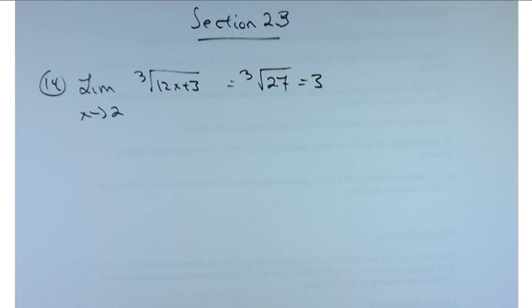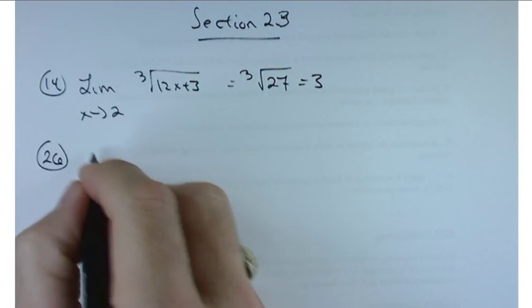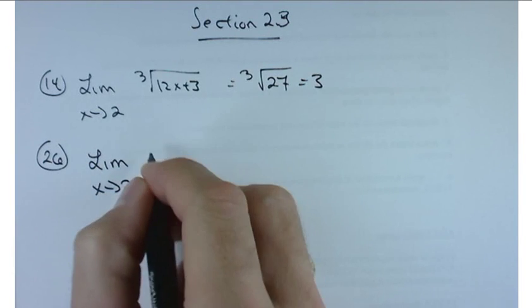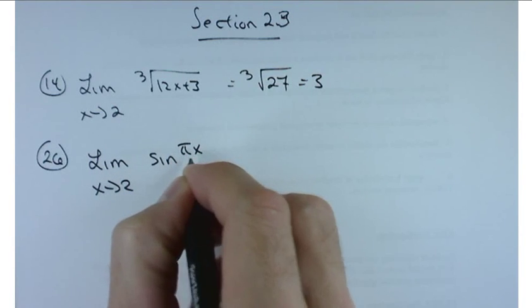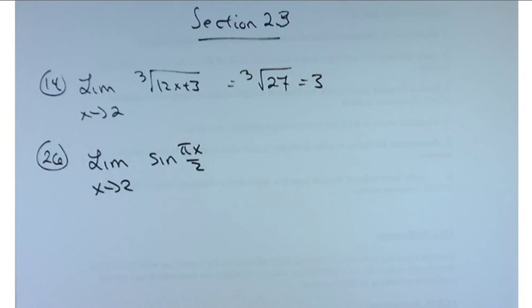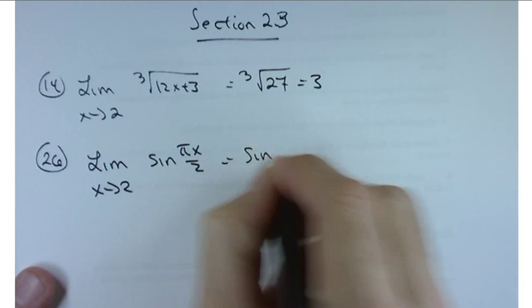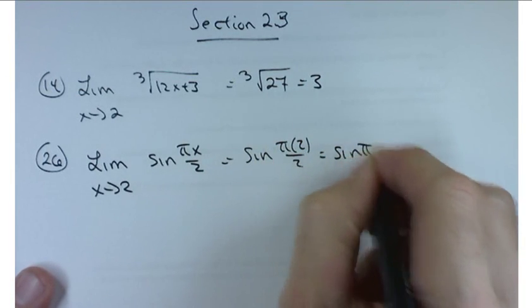Don't overlook plugging in the limit, because sometimes it'll work. So let's take a look at one more, and it's really just to remind you of some of your trigonometry. Again, the limit as x approaches 2, this time of the sine of pi x over 2. There's nothing wrong with plugging in the limit. You get the sine of pi times 2 over 2, or basically the sine of pi.